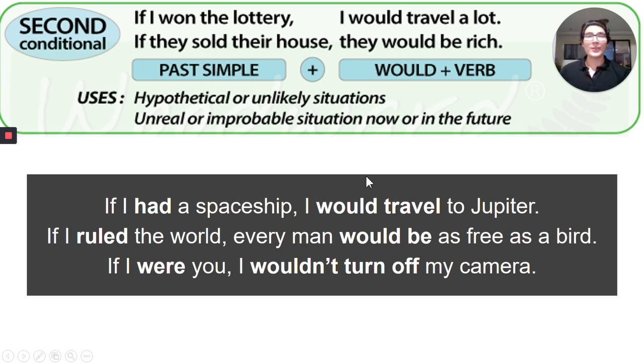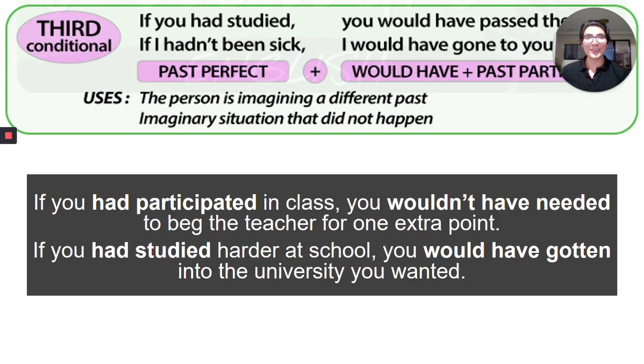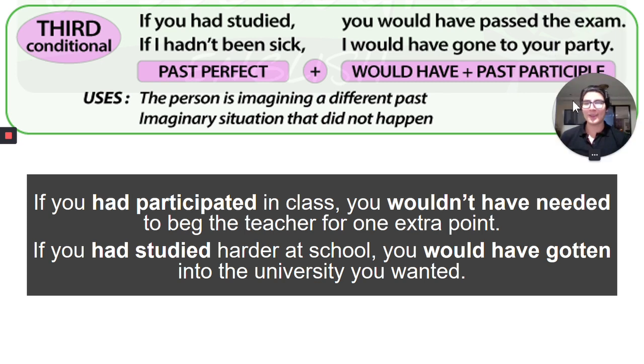Let's move on to the last one, the third conditional. We have the past perfect here, and then we have would have and the past participle. Please don't forget that. In this case, the person is imagining a different past. For example, something that you could do before, but you didn't do it. And now you are facing the consequences of your actions. Let's take a look. If you had studied, I would have passed the test, the exam. If I hadn't been sick, I would have gone to your party.